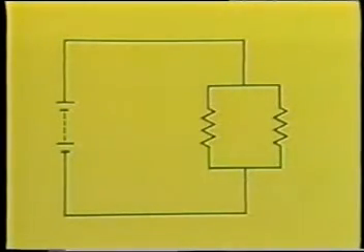Now, look at a new circuit. A circuit in which resistors are connected like this is called a parallel circuit. We will measure the voltage and current at each resistor.